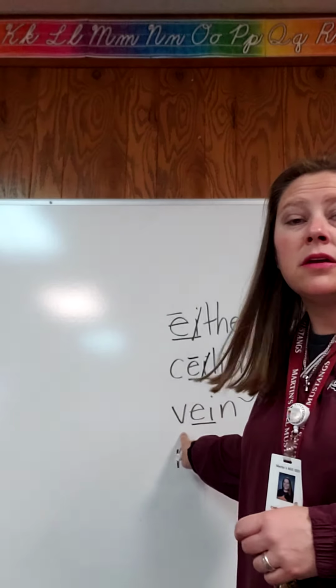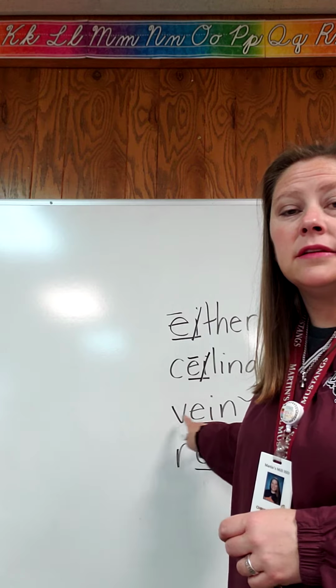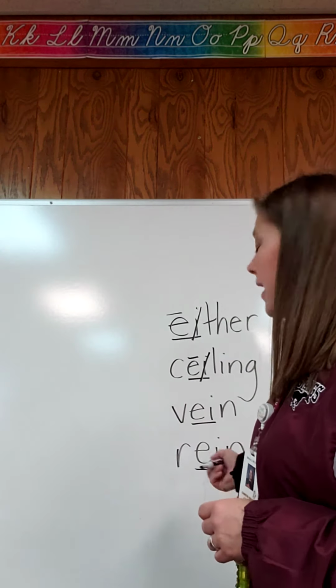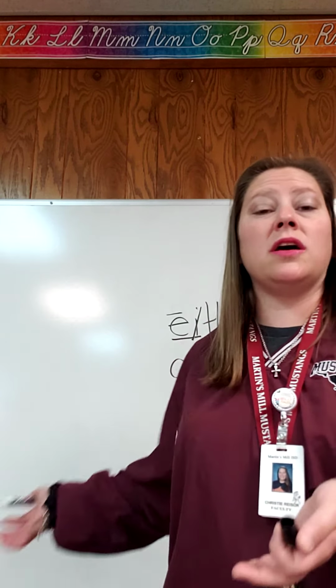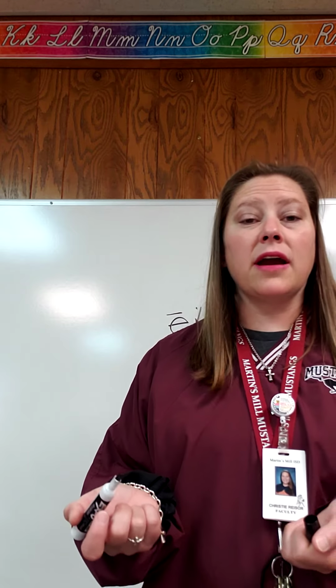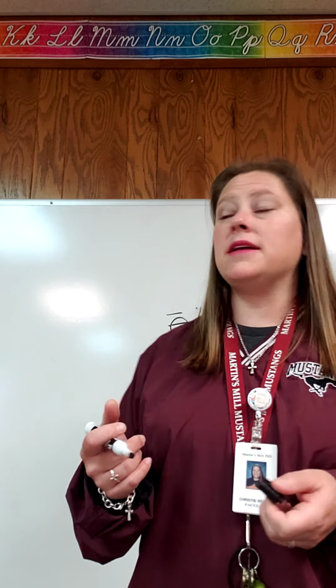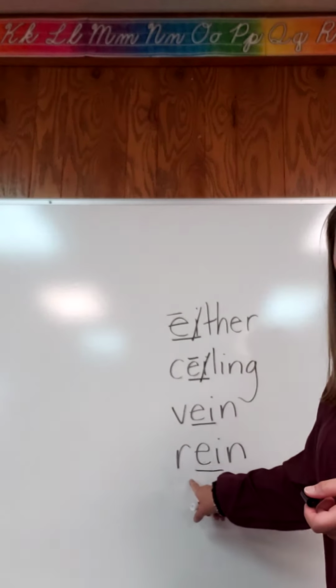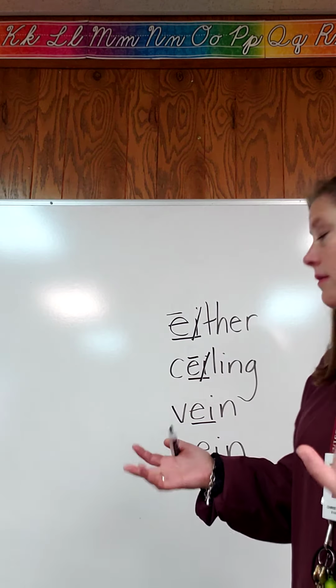And then down here, we have vein, V-E-I-N, vein. Okay, on that one, we're not going to code it anything because it's making the A sound, and there's not an A in that digraph. So we're going to just leave it as it is and know that it makes the A sound. Same thing with rein, like the reign of a king or the rein of a horse.